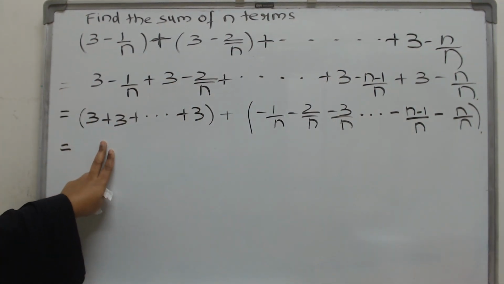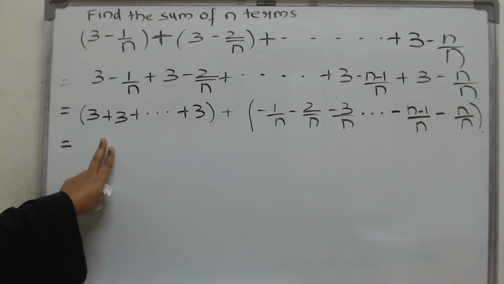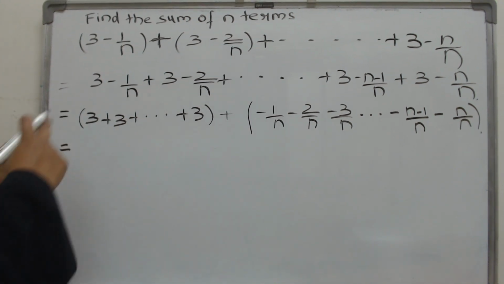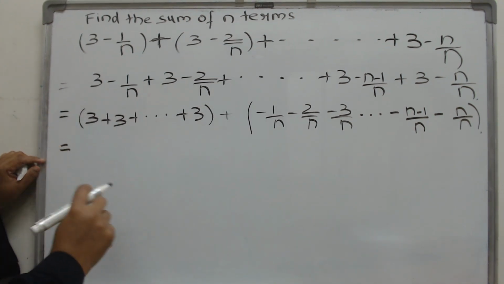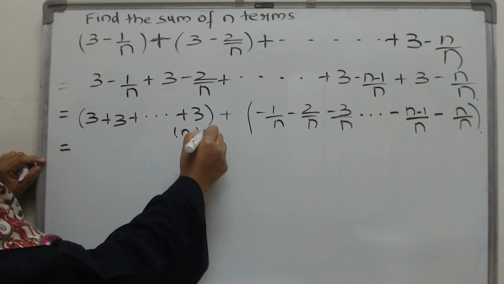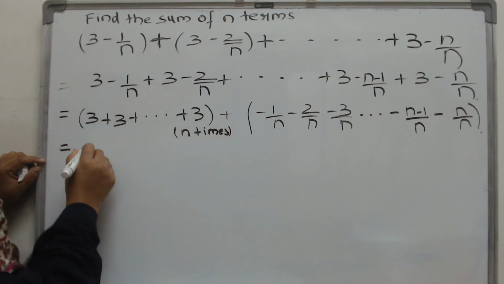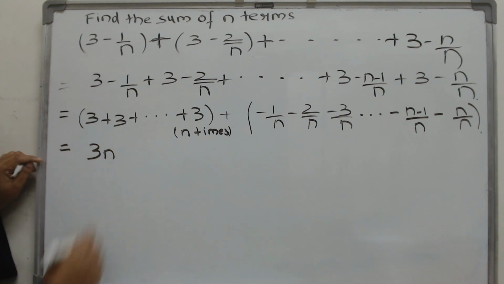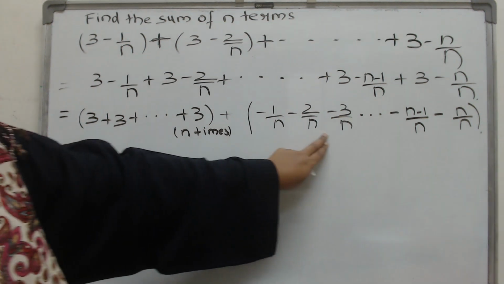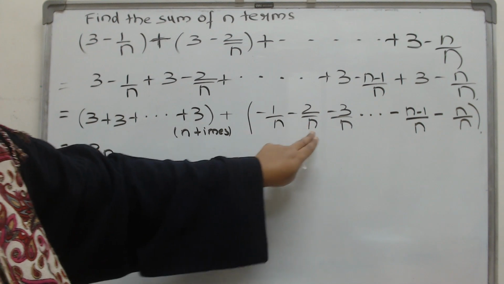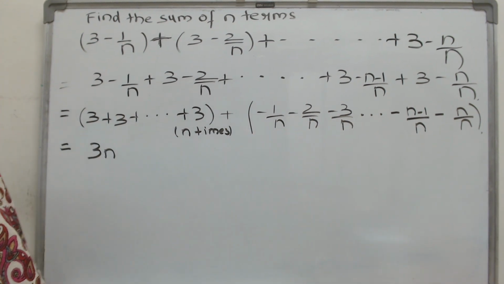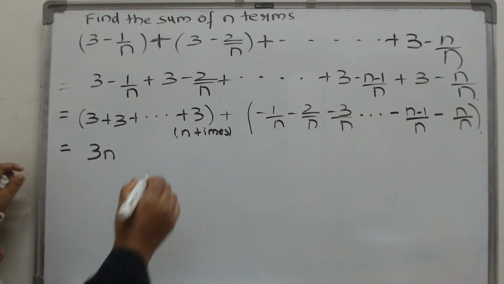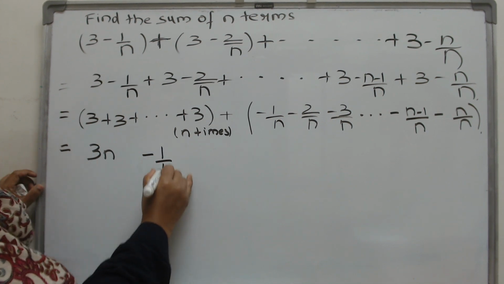Now repeated addition is called multiplication, right? So if you repeatedly add 3 for n times, what you get is 3n. Similarly, if you see here, what do you notice is common in all of this? They all have a minus 1 by n. So let us take that out.